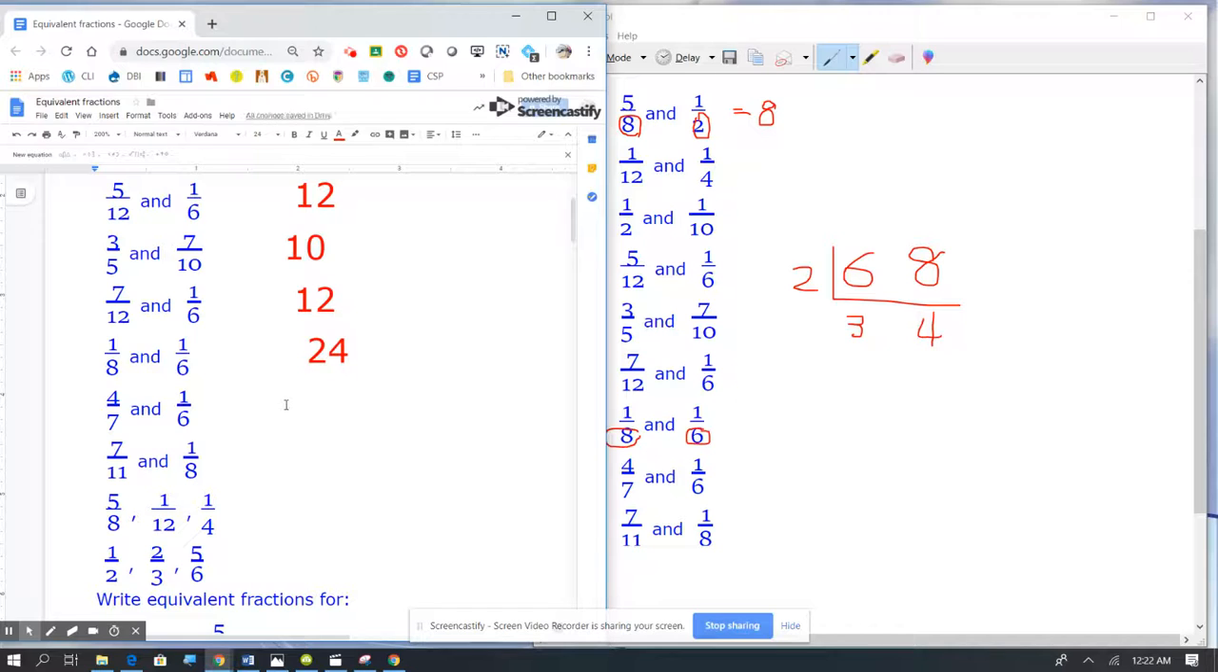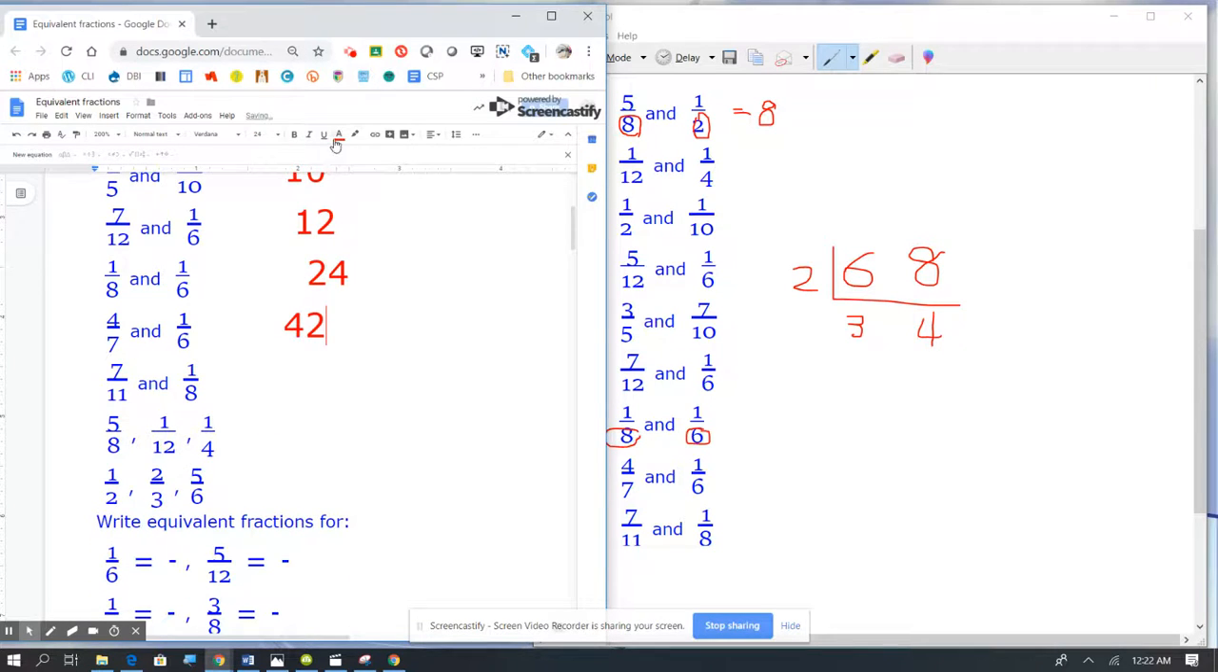Now 7 and 6, there's no factor that we can take out. Therefore, their least common denominator will be 42. Let's see, the 11 is the same. So with 11, we don't count the factors, so we're going to do 88.